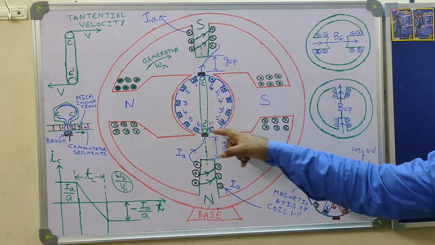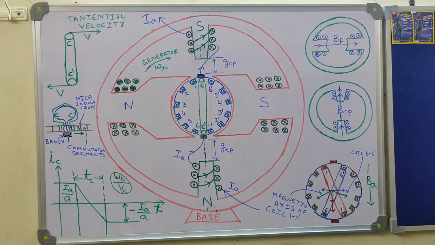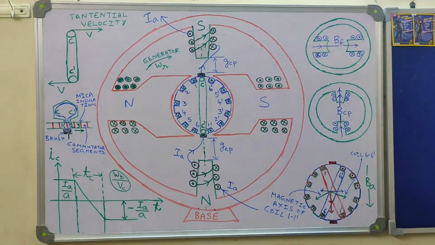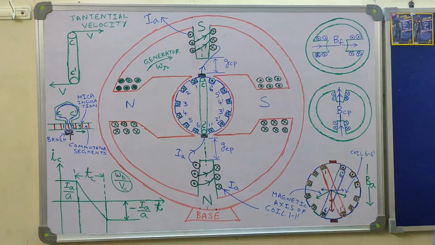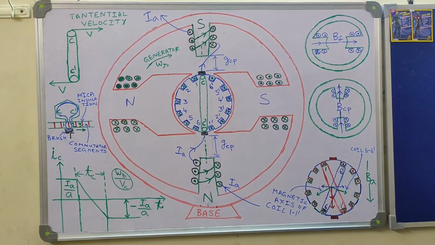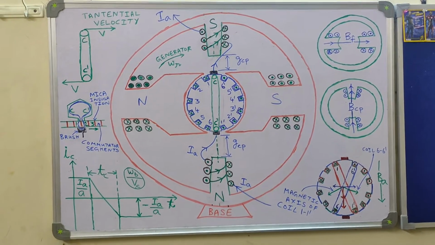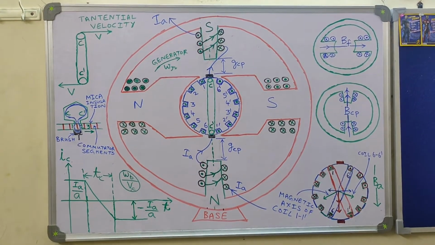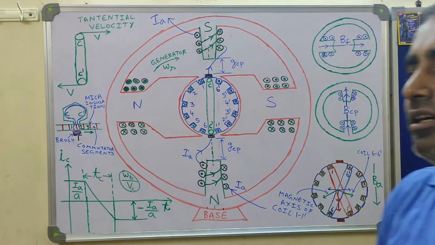So the nature of the armature winding, or rather the armature coils placed in the armature core, is concentrated or distributed. Which one will it be? It will be distributed winding. So what is the nature of armature winding in the case of a DC machine? In a DC machine, the armature winding is distributed winding. So what is the meaning of distributed winding?